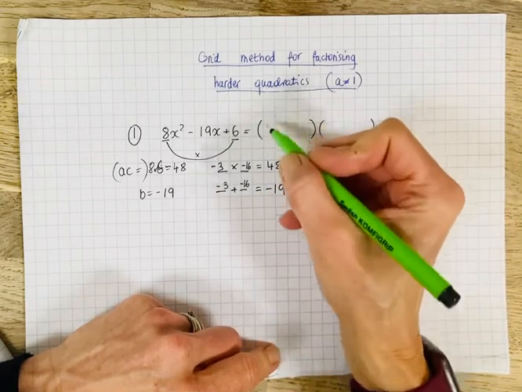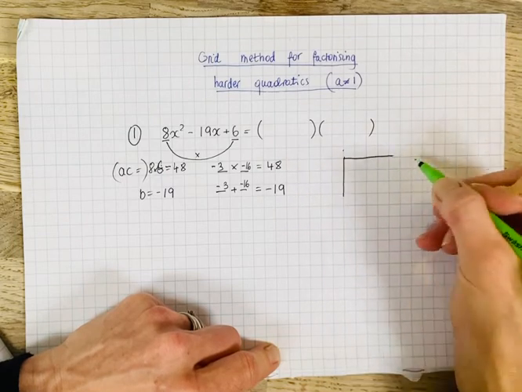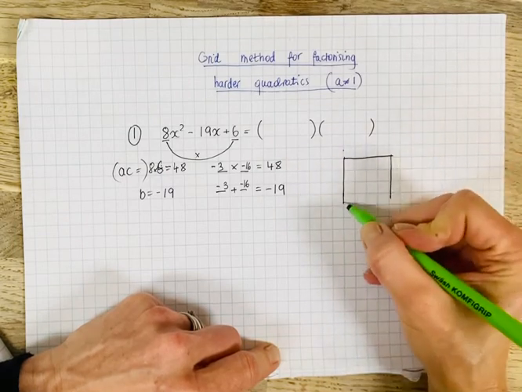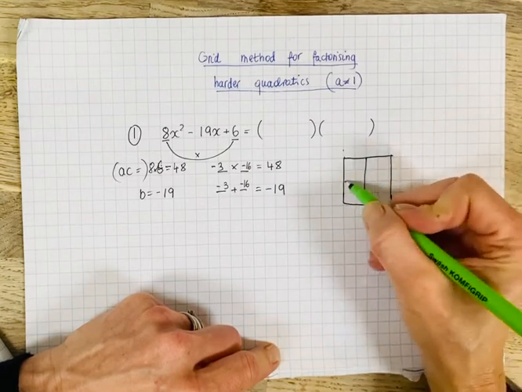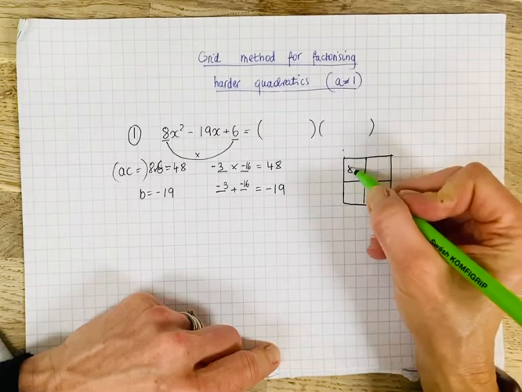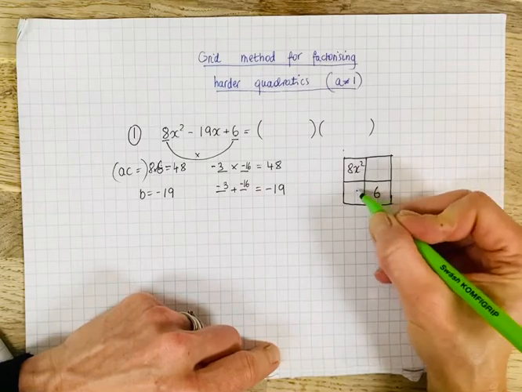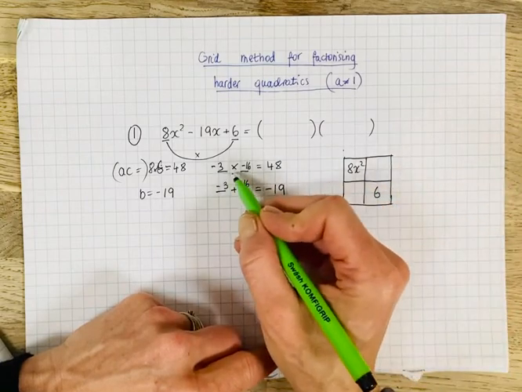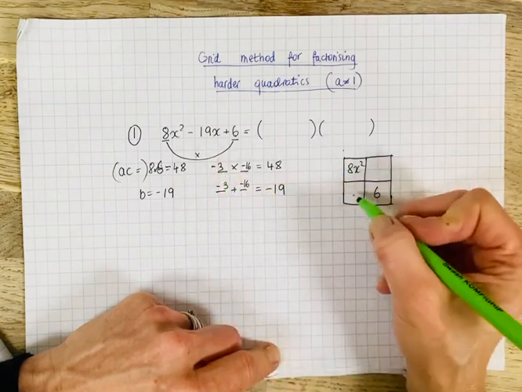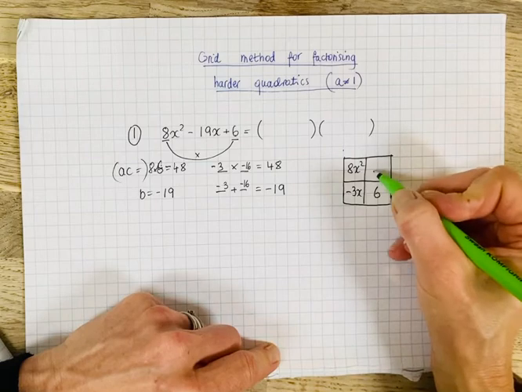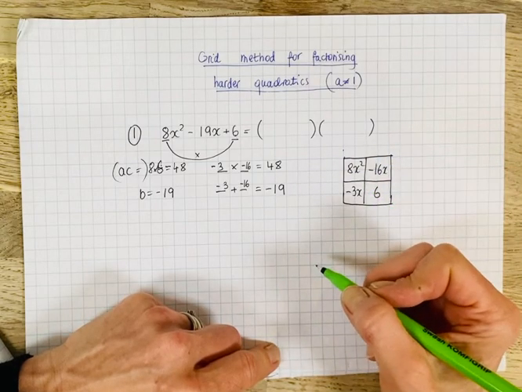Okay, so then all you need to do is draw a grid. In this grid, you are always going to fill in the first diagonal from top left to the bottom right. On the top you can put 8x squared, and opposite 8x squared you put the constant 6. Over here you're going to use these two numbers to write down the x terms. So it's minus 3x and minus 16x. It doesn't matter which order you put those in, it will work no matter what.